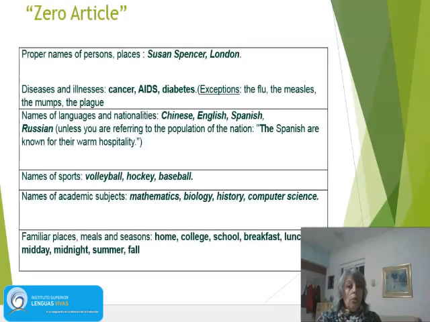We don't use articles for proper names. We use zero article for diseases, names of languages, nationalities, sports, school subjects, academic subjects, familiar places, meals, and seasons. Here you have some examples you can take a look at.